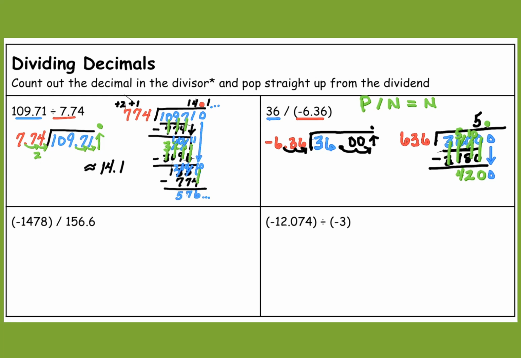Now, we have to ask ourselves, if we have 4, can we take 636 from that? No, we cannot. If we have 42, can we take 636 from that? No, we cannot. What if we have 420? Can we take 636 from that? No, we can only take 636 away from 4,200. We can subtract 636 away from 4,200 a total of 6 times. 6 times 636 is 3,816. Now we're going to subtract those.